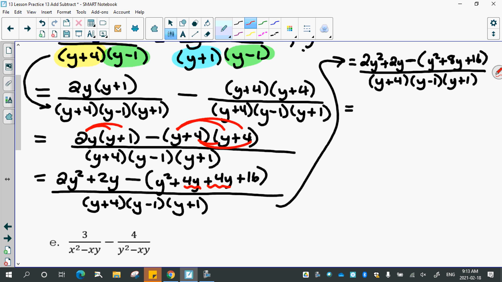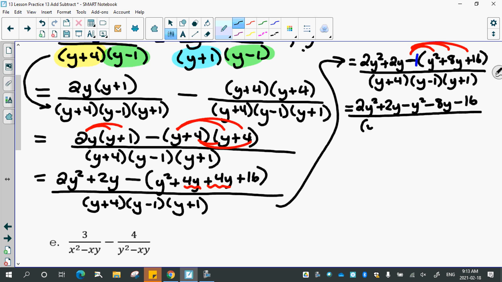Now I'm going to expand by multiplying this negative, which is really like a negative 1 multiplying everything in there. So that's my next step down. 2y squared plus 2y minus y squared minus 8y minus 16 over y plus 4, y minus 1, y plus 1.